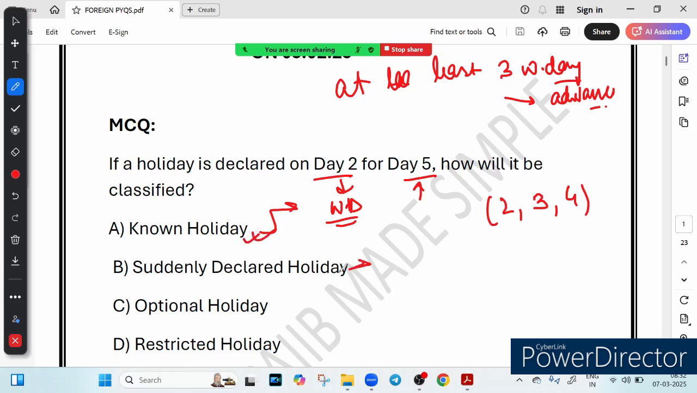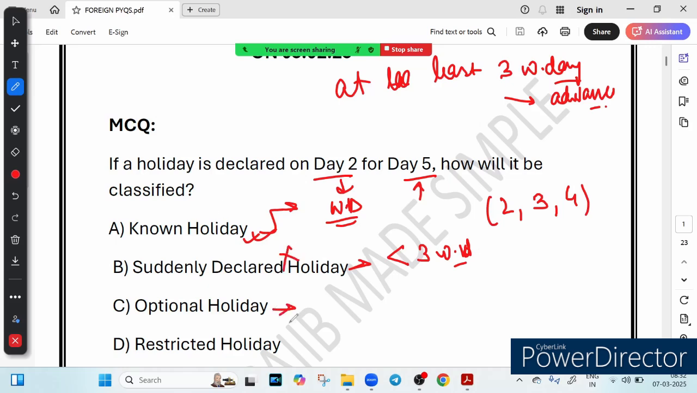Option B says suddenly declared holiday. This option suggests that for a holiday to be suddenly declared, it would need to be declared with less than 3 working days. You must know it. Since we have 3 full working days here, this does not fit. So this option is incorrect.